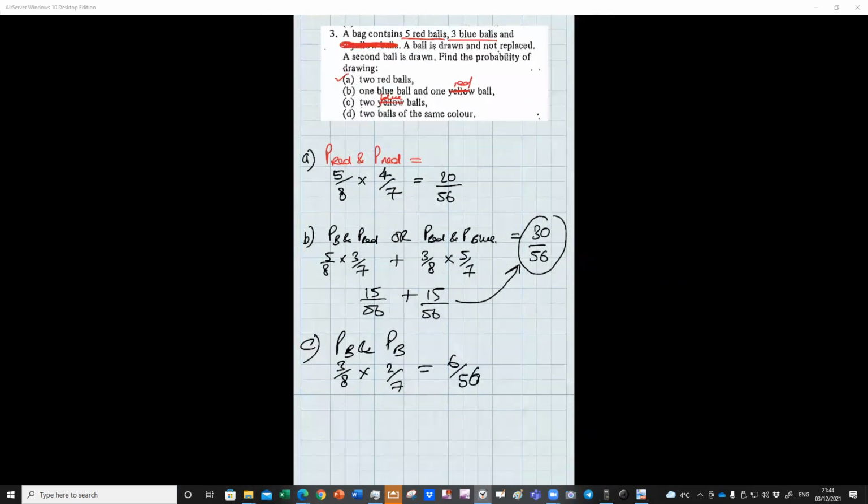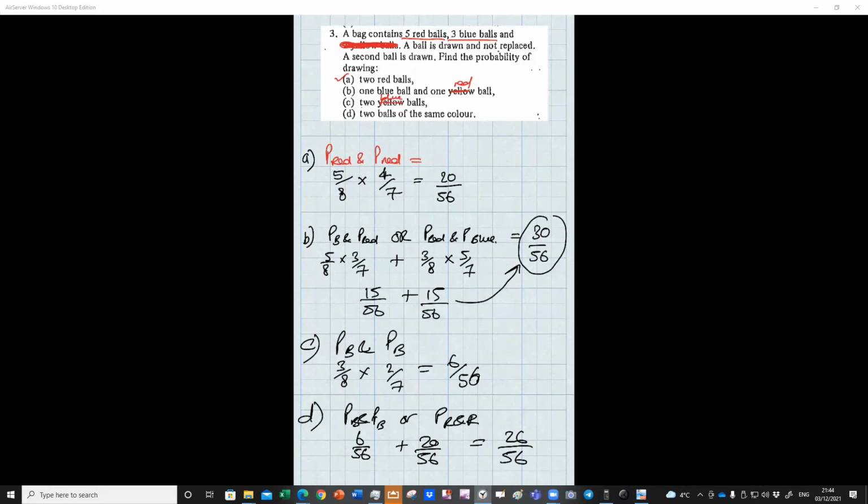Okay, D. Right, for D, let's have Salia. Probability of blue and blue, or probability of red and red. So we just steal the answer from above. 6/56. And what's the red? 20/56. Just steal the answer as well. 26/56. Fantastic.